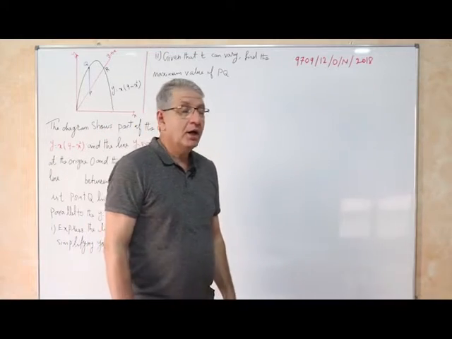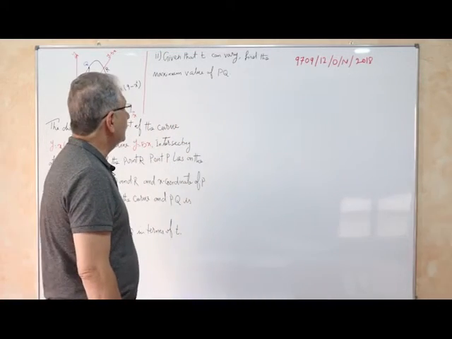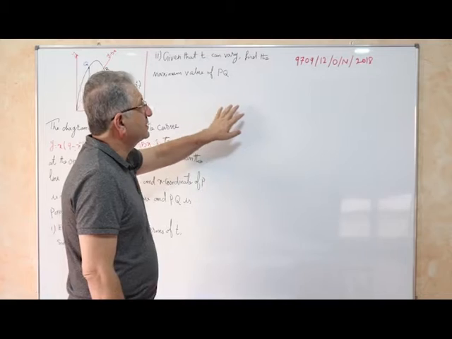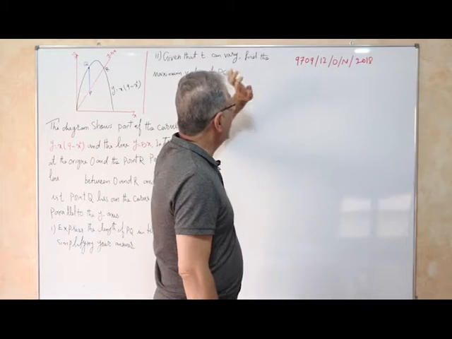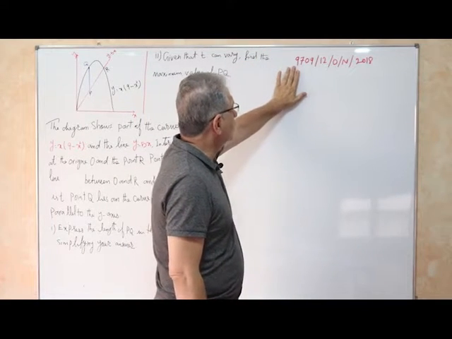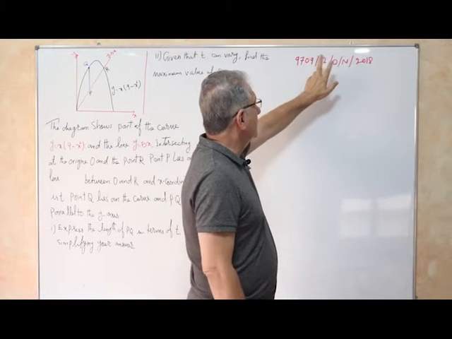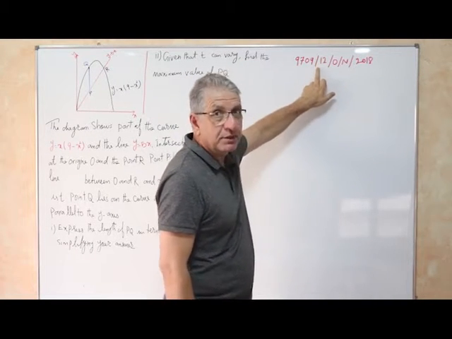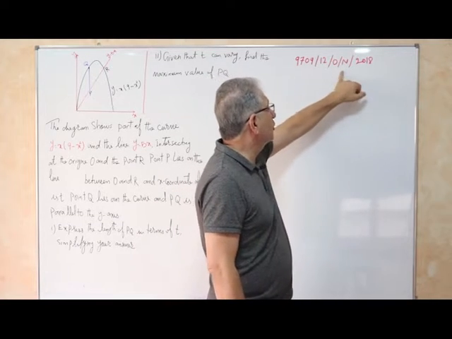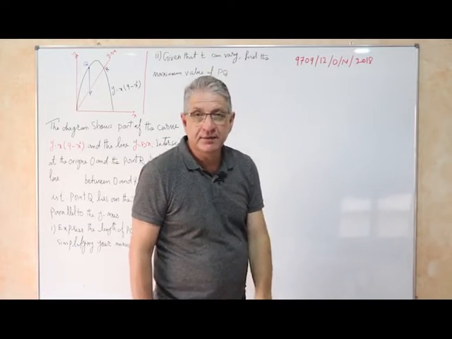I'm Kaini. I'm going to solve another question from a past year paper. This is an A-level past year paper. This is the code of the paper: 9709, paper 1, that is Pure Mathematics 1, variant 2, October/November 2018.